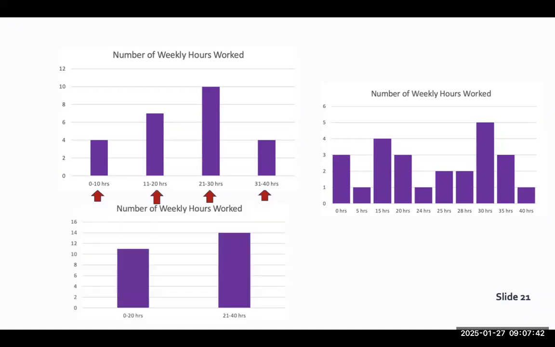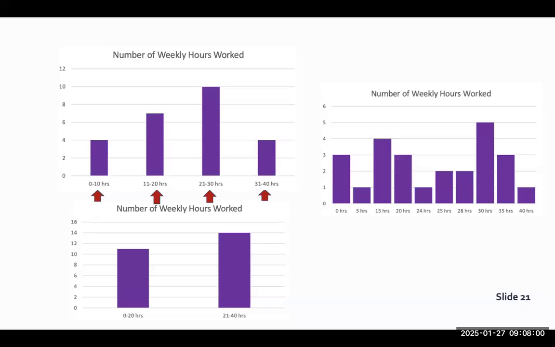Here I have binned the data into 0 to 20 and 21 to 40. So you can see now that maybe you're interested in whether students are working part-time or full-time, something like that, depending on how you want to bin the data.